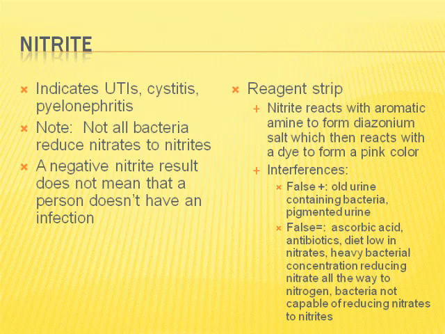So the reagent strip utilizes nitrite that reacts with aromatic amine to form diazonium salt, which then reacts with a dye to form a pink color. Interferences: false positives, old urine containing bacteria or pigmented urine. False negatives, that good old vitamin C again. Antibiotics can do this. Diet low in nitrates, heavy bacterial concentrations that are reducing nitrate all the way to nitrogen, and bacteria not capable of reducing nitrates to nitrites.